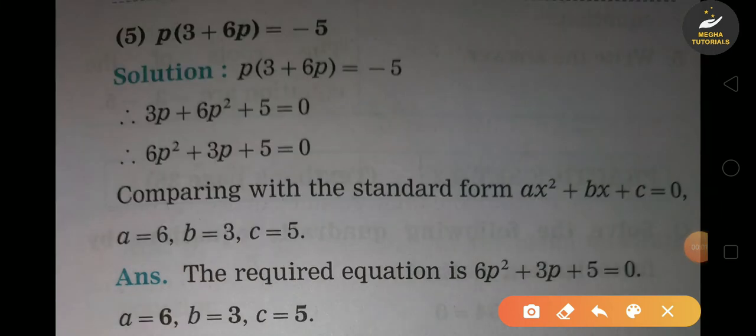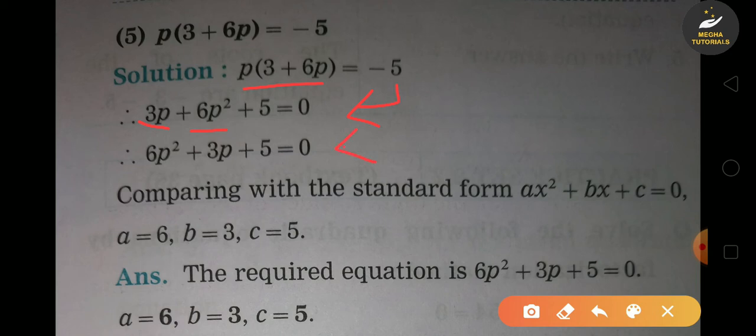Question 5, the equation is p in bracket 3 plus 6p is equal to minus 5. So first we will solve the brackets on the left hand side. So p into 3 is 3p, p into 6p is 6p square, and at the same time you can transpose minus 5 to the left hand side, so plus 5. So the step is 3p plus 6p square plus 5 is equal to 0.